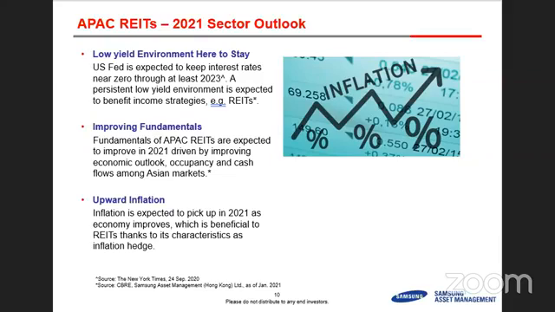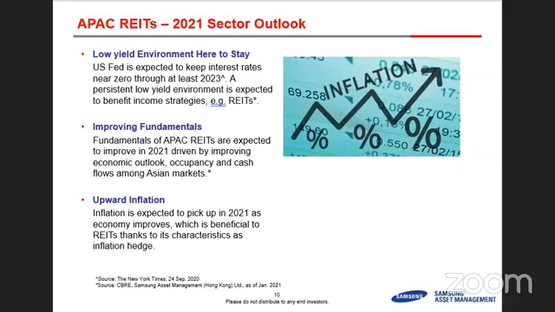The third trend is upward inflation. Inflation is expected to pick up in 2021 as the economy improves. And this would be beneficial to REITs as well, because REITs, as mentioned, are a natural hedge against inflation.